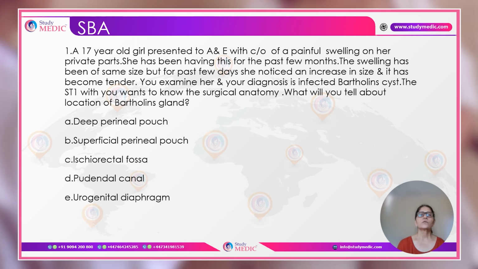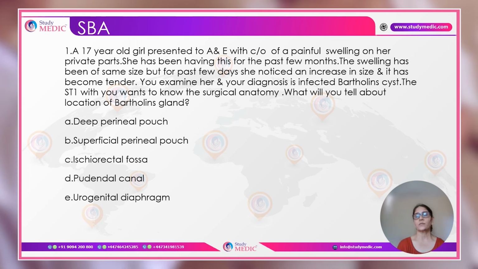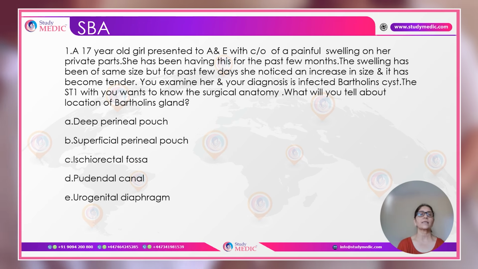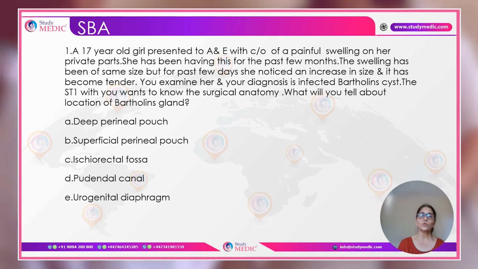So here you have a young girl who has presented to the A&E with a painful swelling on her private parts. She has been having this swelling for the past few months. Recently, she has noticed an increase in the size, and it has also become tender. You have examined her with the help of your consultant, and your consultant has come to the diagnosis that this is a Bartholin's cyst with an abscess, and he has asked you to drain the abscess. Now the question is, the ST1 who is there with the consultant doesn't know about the surgical anatomy and wants to know where the Bartholin's gland is situated.